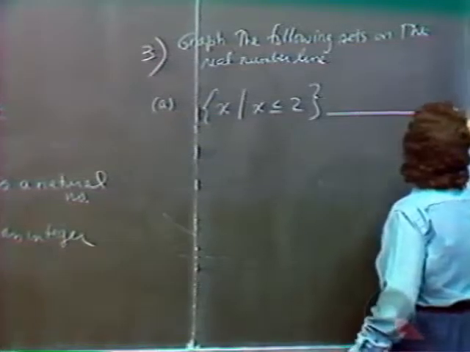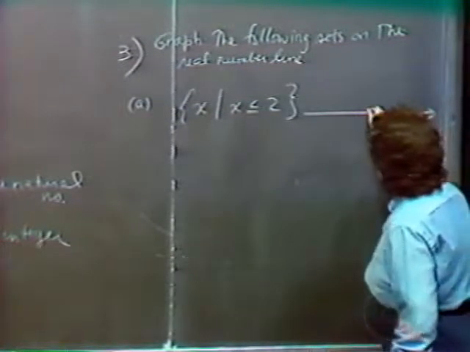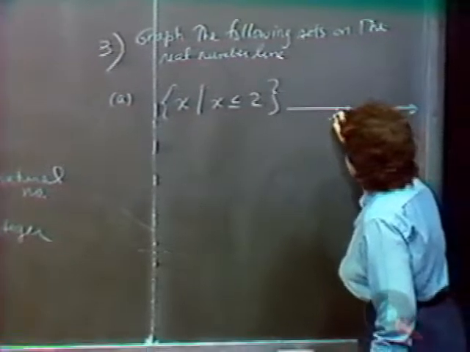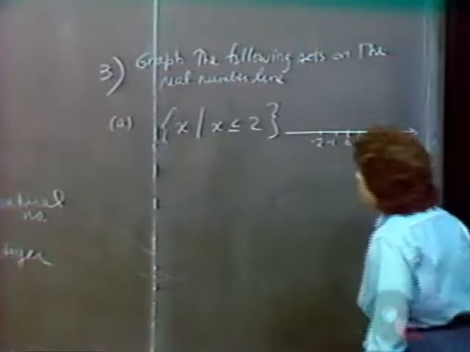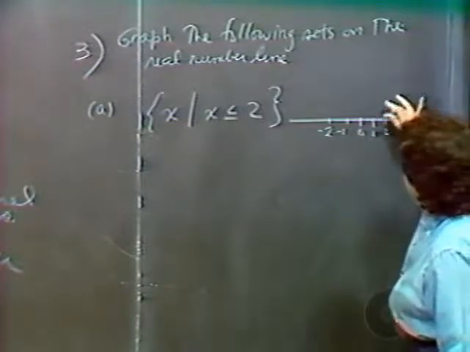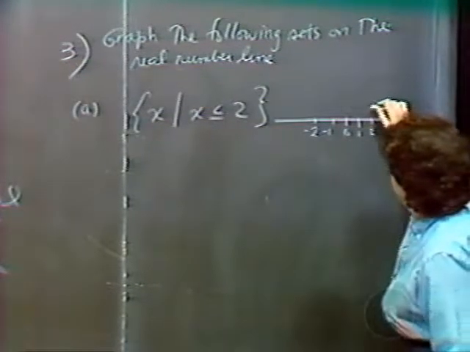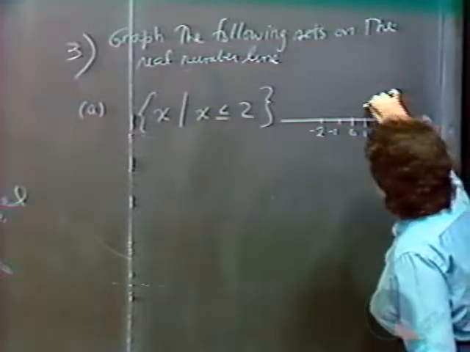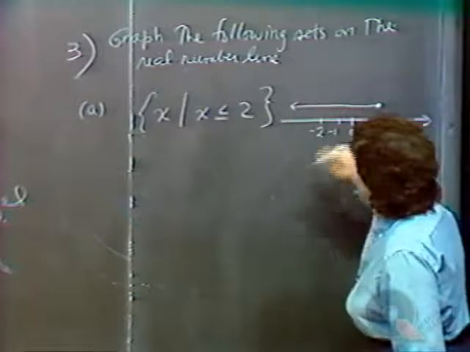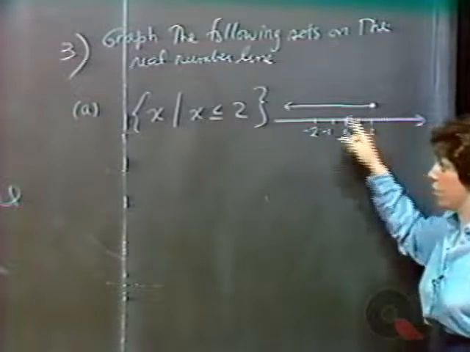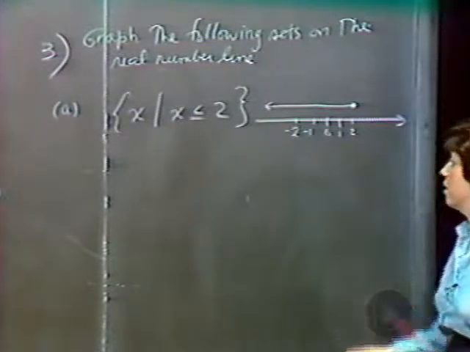Here we have our real number line. This is 0, 1, 2. This would be -1, -2, and so on. We want the set of all numbers x such that x is less than or equal to 2. Okay? The equal to 2 would be here. And we want also less than 2. Now, this should be filled in. If it was just less than 2, this would be an open circle. Because it says less than or equal to 2, it's filled in.